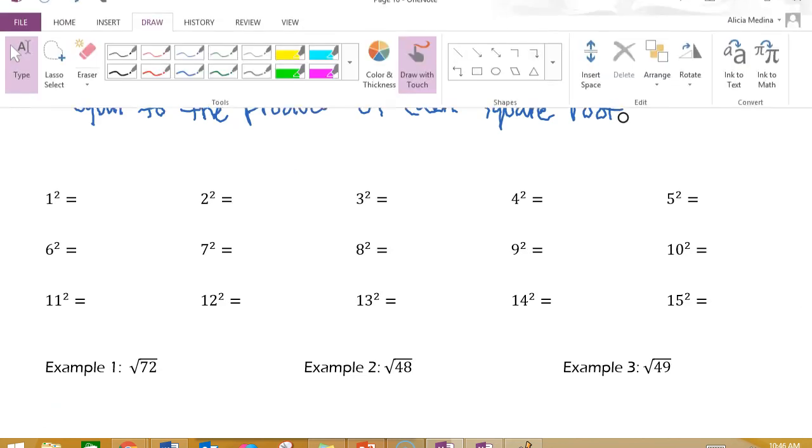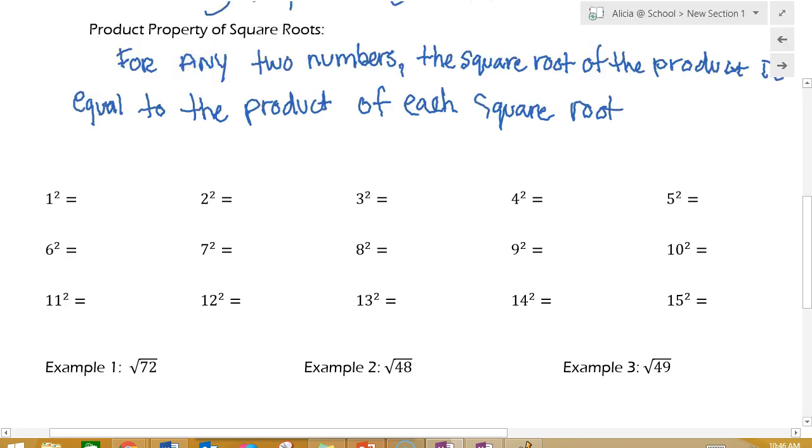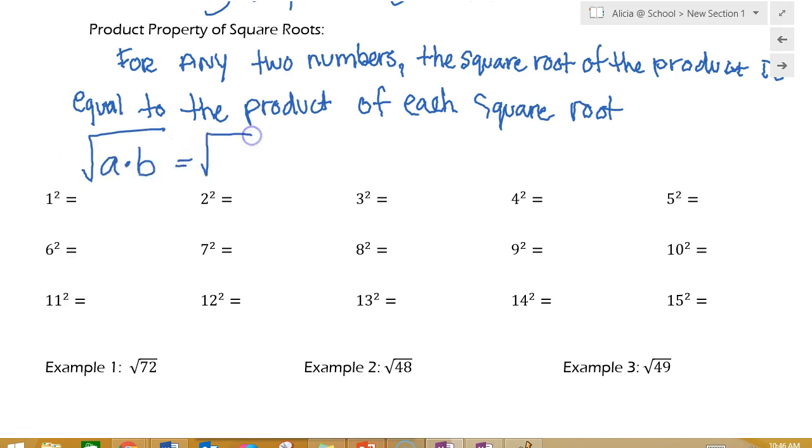So what does that mean? Well, if they have the same root number, for example, if I have the square root of a times b under my radical, I can separate them into the square root of a times the square root of b. Likewise, if they have the same root number, I can combine them later under one radical.